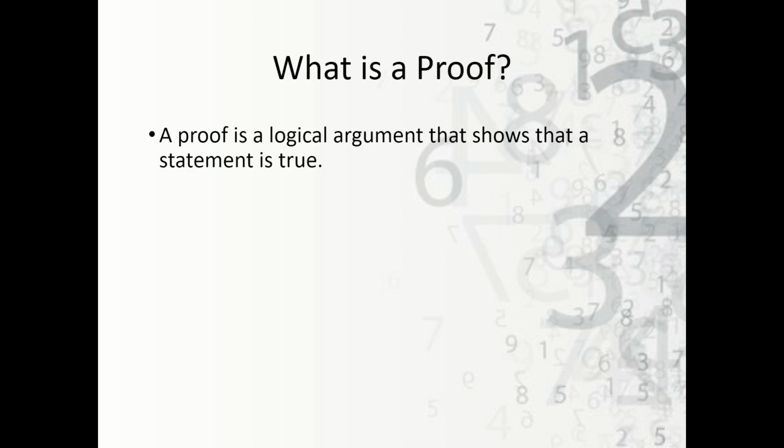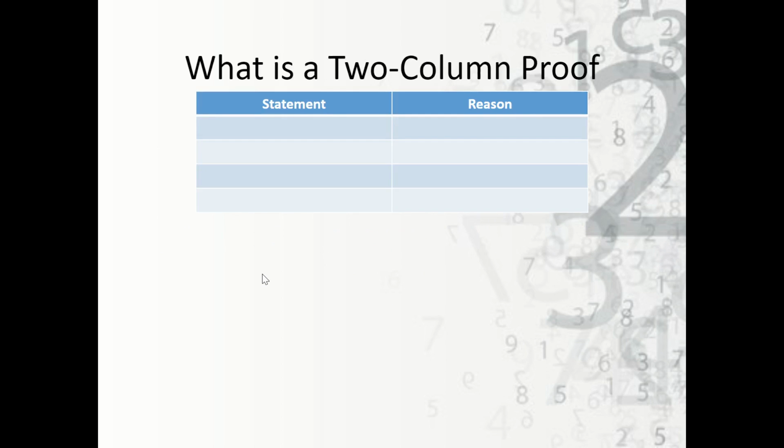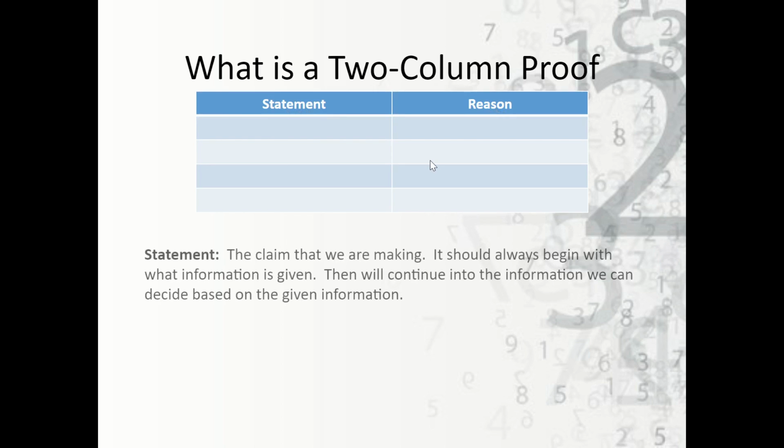Now, what is a proof? A proof is a logical argument that shows that a statement is true. So you'll be given a statement and you will have to decide if that statement is true or not. And if it's true, you have to be able to prove that the statement is true. And to do this, we'll be using a 2-column proof. So on the left side, we have our statement, and on the right side, we have our reasons.